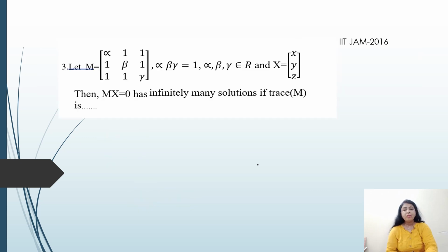Next you have, let M be the matrix with rows alpha 1 1, 1 beta 1, 1 1 gamma, where alpha, beta, gamma belong to R and X is an eigenvector. Then Mx is equal to 0 has infinitely many solutions if trace of M is. You can see that trace of M is alpha plus beta plus gamma. This means we have to find this sum alpha plus beta plus gamma. Now it is given that Mx is equal to 0 has infinitely many solutions. So first of all, we will find Mx.